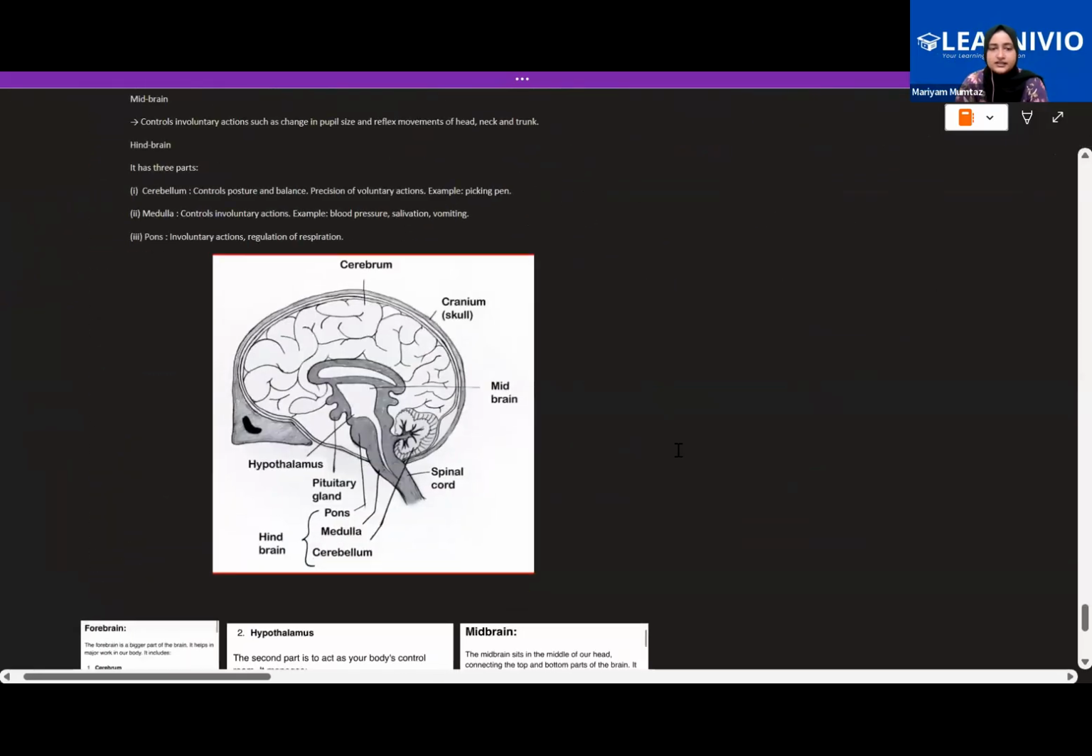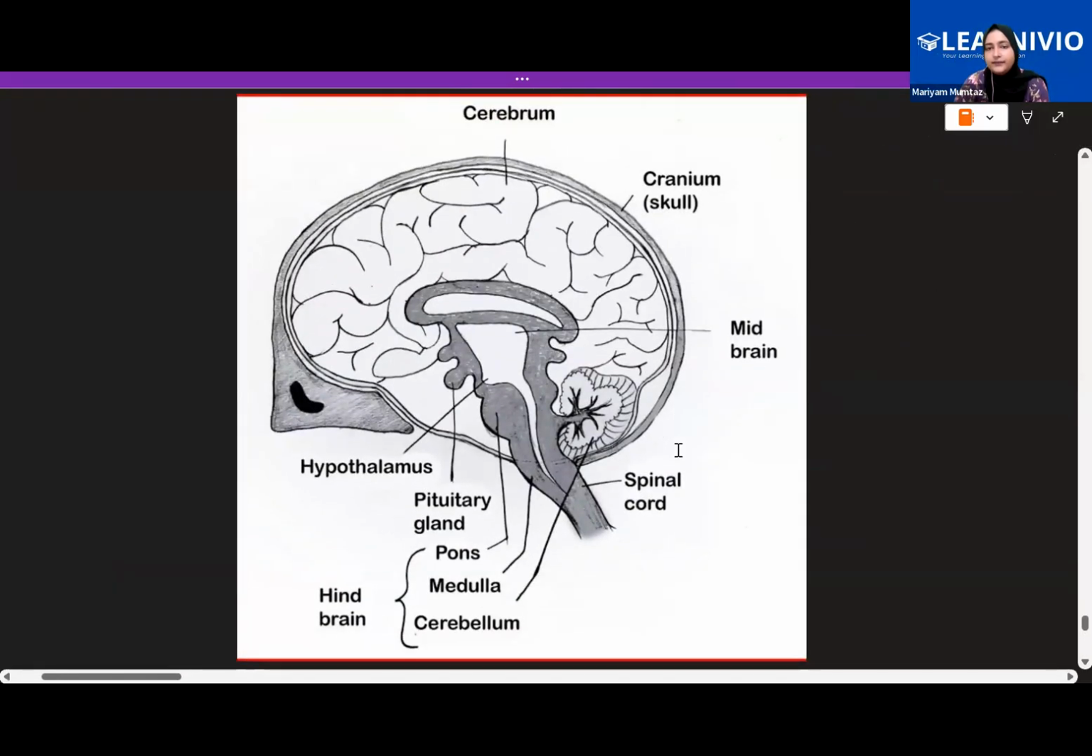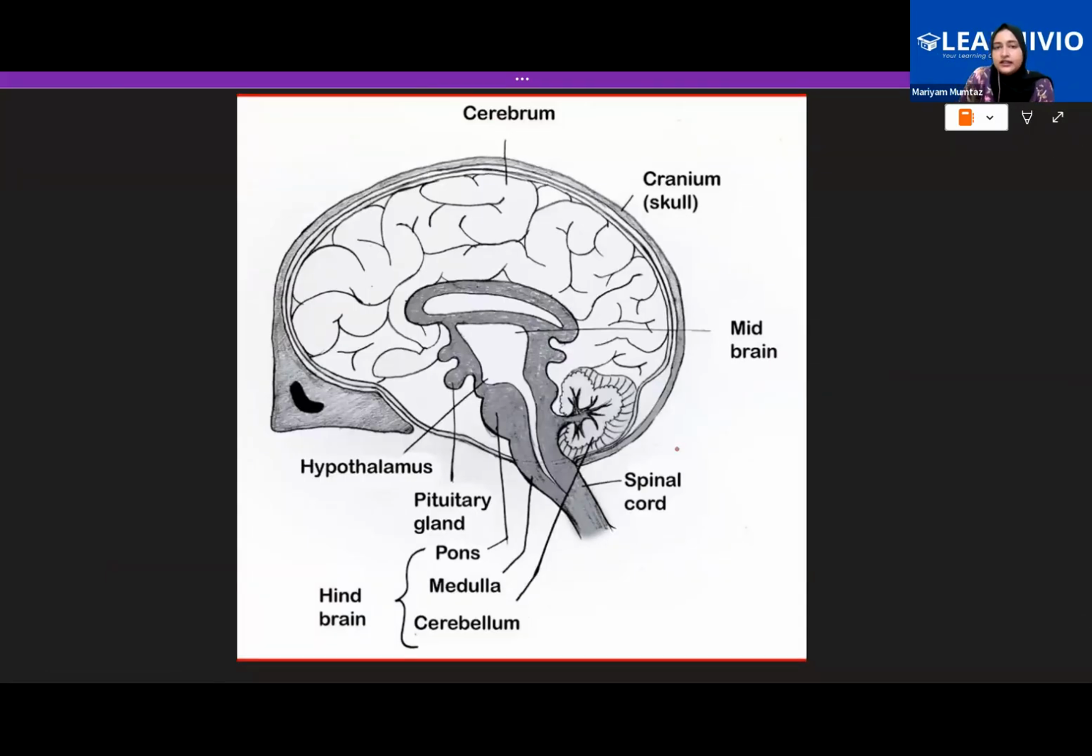Now see, this is the picture of the human brain that shows you the variety of the different parts. The major part of our human brain consists of the cerebrum, okay? The cranium is the skull, or you can call it the brain box, which protects our brain. And this particular cerebrum, the hypothalamus, these are the parts of the forebrain.